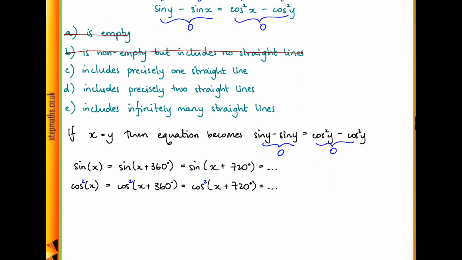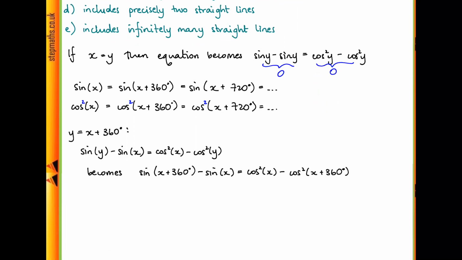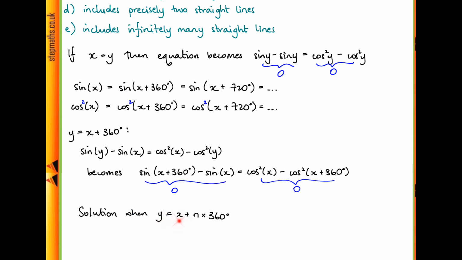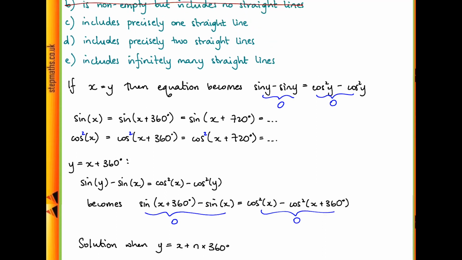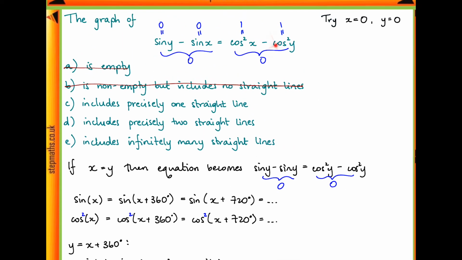So for example, if x plus 360 was equal to y, then the equation would look like this, and we've just said that this is equal to this and this is equal to this, so that both sides are 0. So we can see we have a solution when y is equal to x plus any multiple of 360 degrees, and all of the solutions of this type are straight lines. So actually, the graph for this equation will have infinitely many straight lines, and the answer is E.